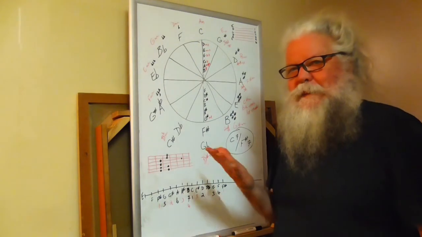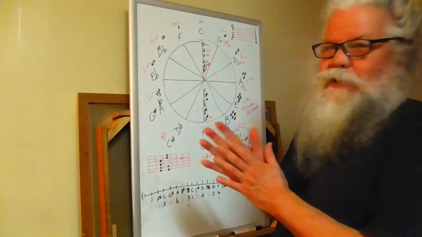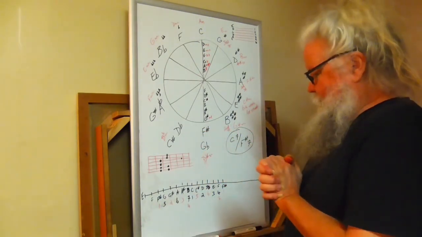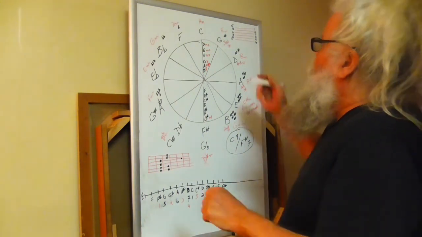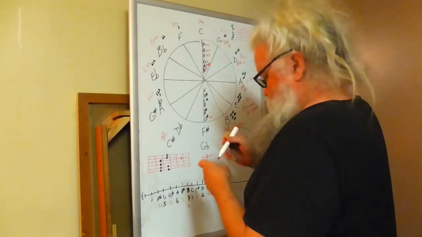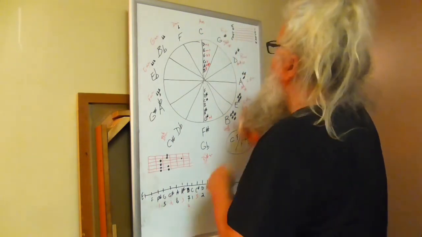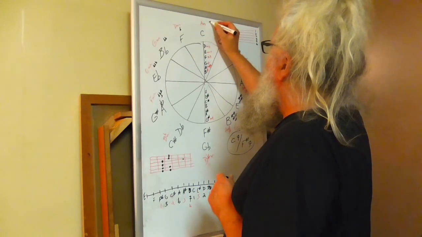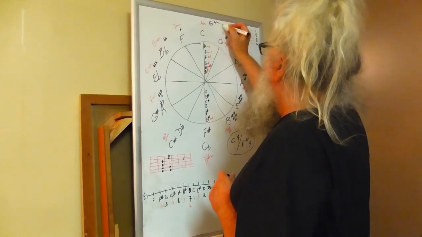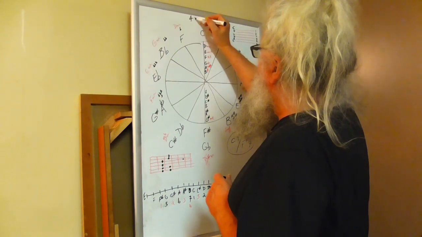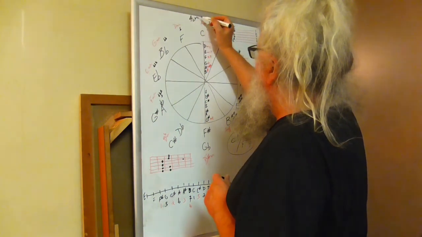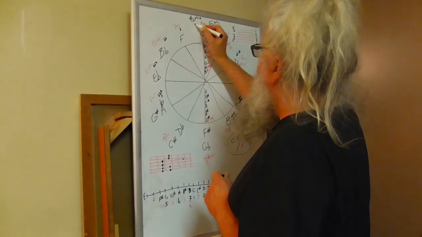Anyway, I don't know whether that's of any use, but there you go. Circle of fifths. Fifths. Yep. Fourths. Oops, should be there. Fourths.